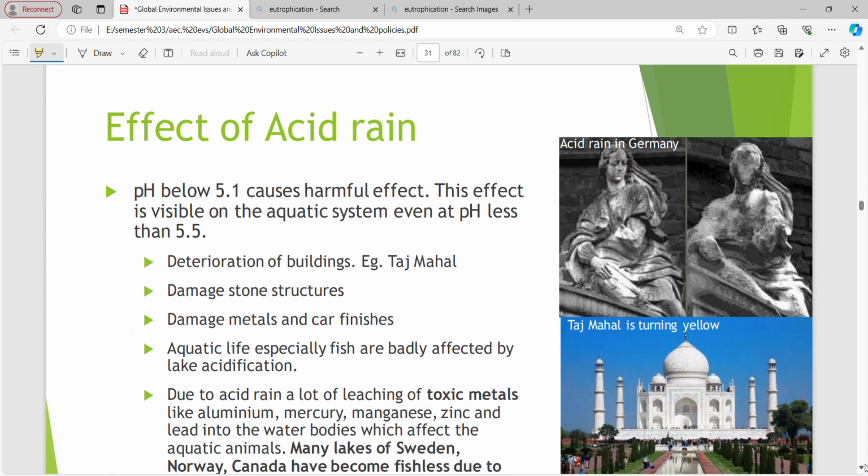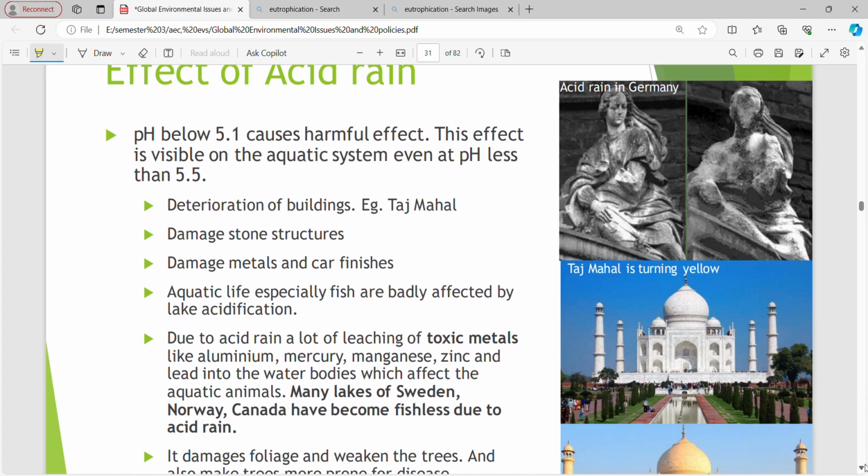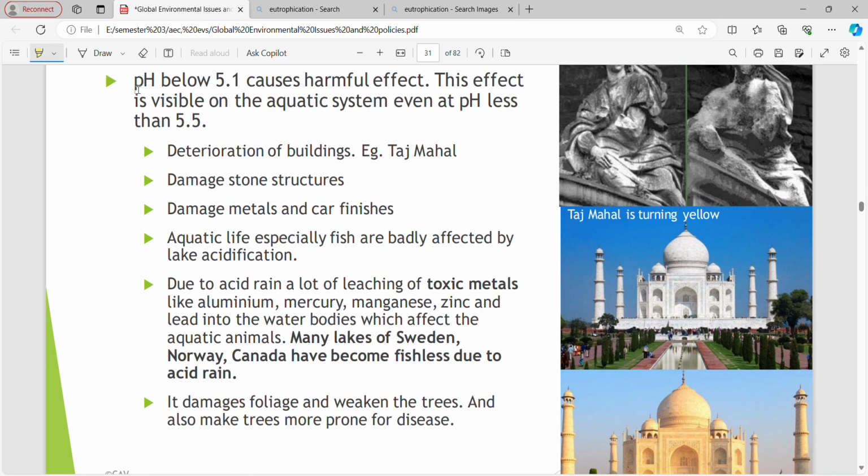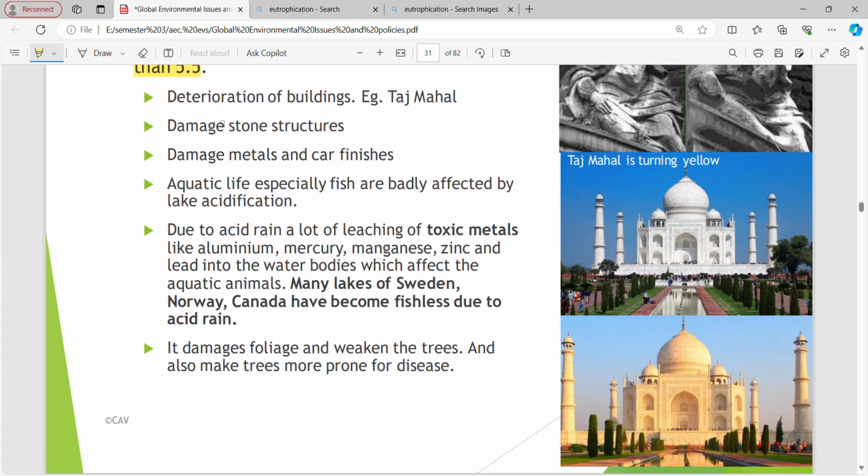So just read the examples. And effects of acid rain: pH below 5.1 causes harmful effects. This effect is visible on the aquatic system even at pH less than 5.5. Deterioration of buildings. Example is the Taj Mahal. The marble is pure white and now there is a slight yellowishness, right? It is evident from these two pictures. Damage on stone structures, damage to metals and car finishes. In the case of the Taj Mahal, it is the reaction between the sulfuric acid and the marble that happens.